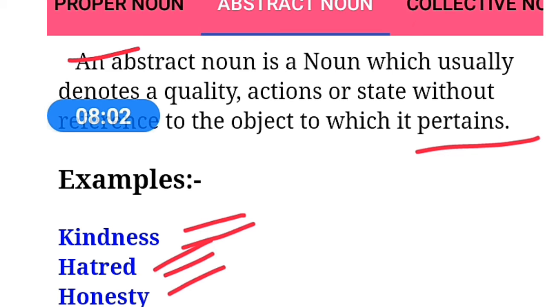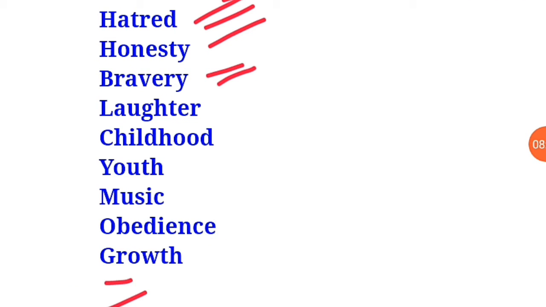Hatred. Here, see, all the nouns have the first letter in capital, and all these are qualities, like braveries. Bravery is also a quality of a person. Laughter is also a quality, which we cannot see from inside but it is there. Then come childhood, youth, music, obedience and growth.